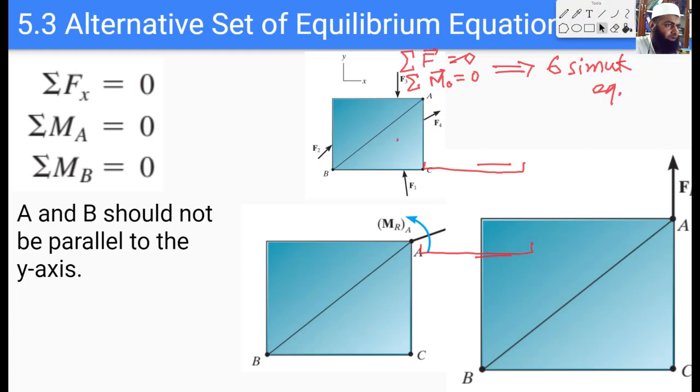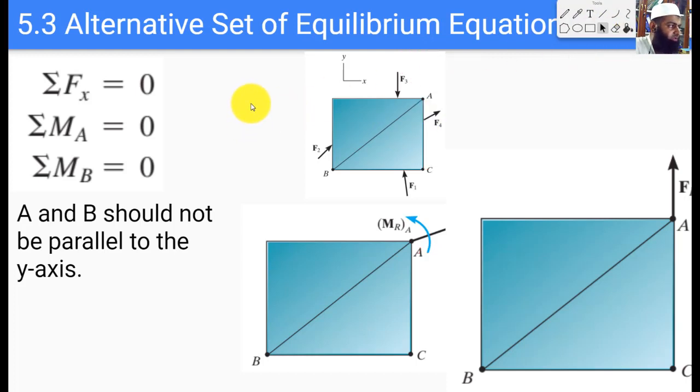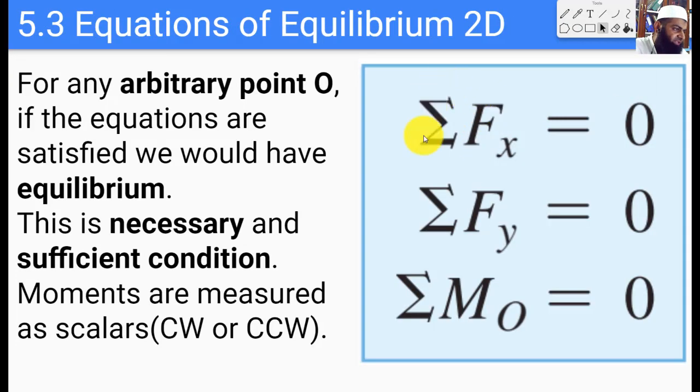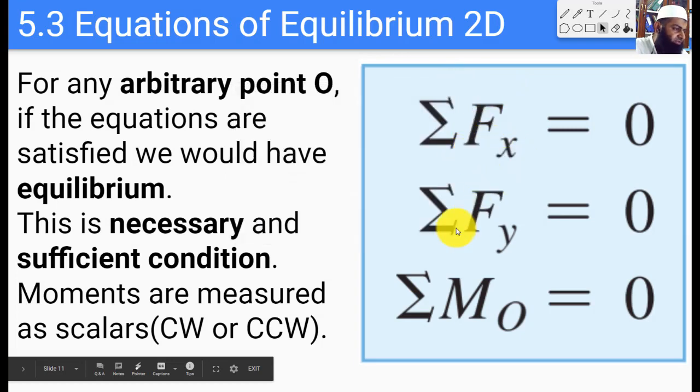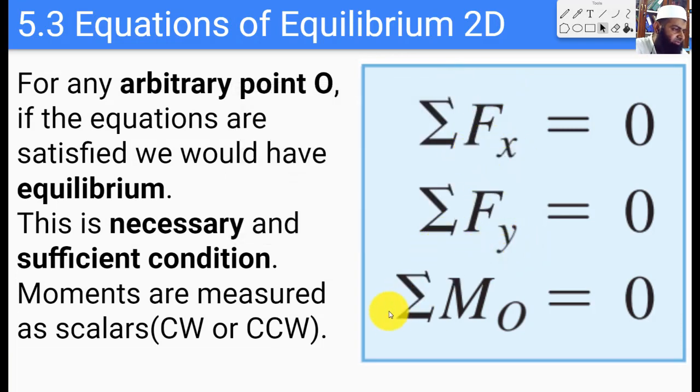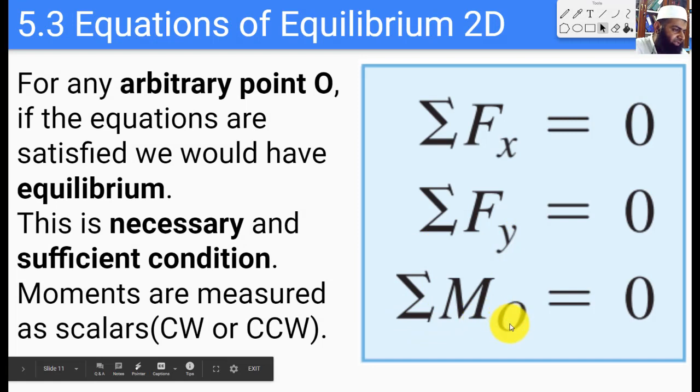Notice that in two dimensions the equations of equilibrium are not unique, in the sense that if all these three equations are satisfied, the sum of all the forces in x is equal to 0, the sum of all the forces in y is equal to 0, and the moments at any point are equal to 0, we would have equilibrium.